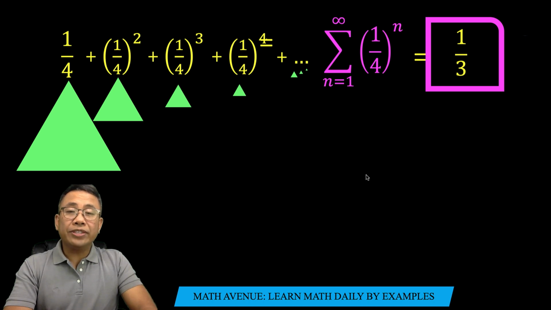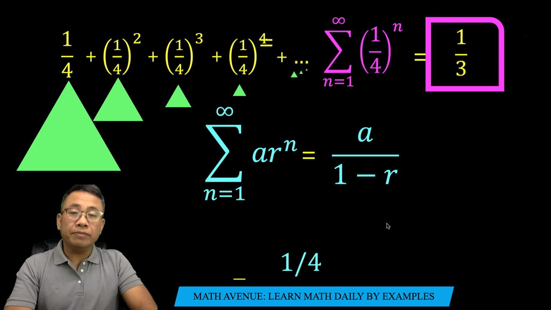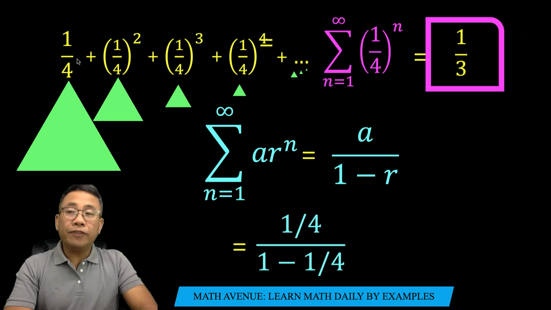Now, if you are going to use a formula, we can now use this formula for the sum of infinite geometric series when the value of r is between 0 and 1. In our given series, a is 1/4 because that's our first term. Our r is 1/4 because the ratio of 1/4 squared divided by 1/4 is 1/4. The ratio of 1/4 to the third divided by 1/4 squared is also 1/4. So the constant ratio is r.